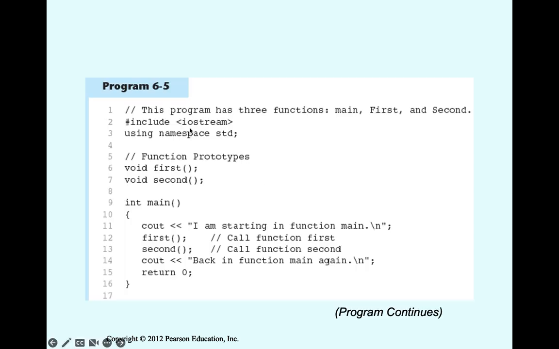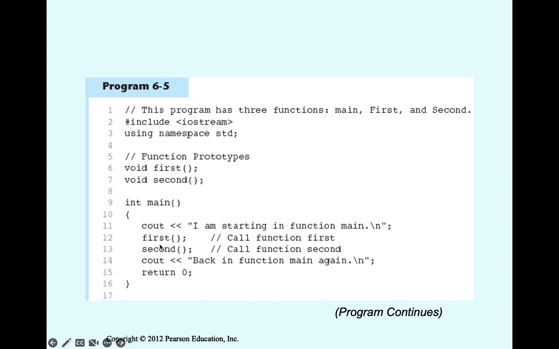Let's take an example. You include iostream and using namespace. Now I declare two functions. The first function is called first, and the second function is called second. I'm not writing the full functions here, I just write the prototypes first, and then I start the main function. Here I print "I'm starting the main function." Then I call the first function. The detail of first is not here, but at least the compiler knows that there is a function called first. This is the idea of the prototype.